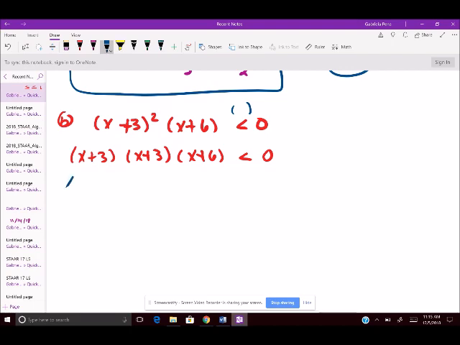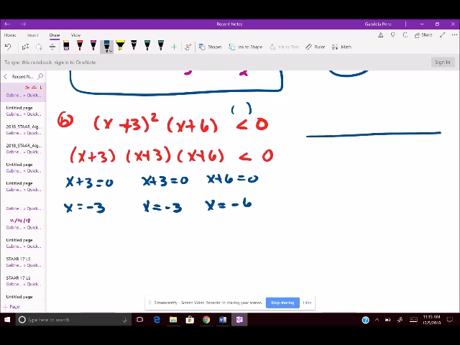Set each one equal to 0. So x plus 3 equals 0. X plus 3 equals 0. X plus 6 equals 0. So what do I get here? Here I get a -3, and here I get a -6. So having the -3 there twice, really, you just need to consider it how many times?